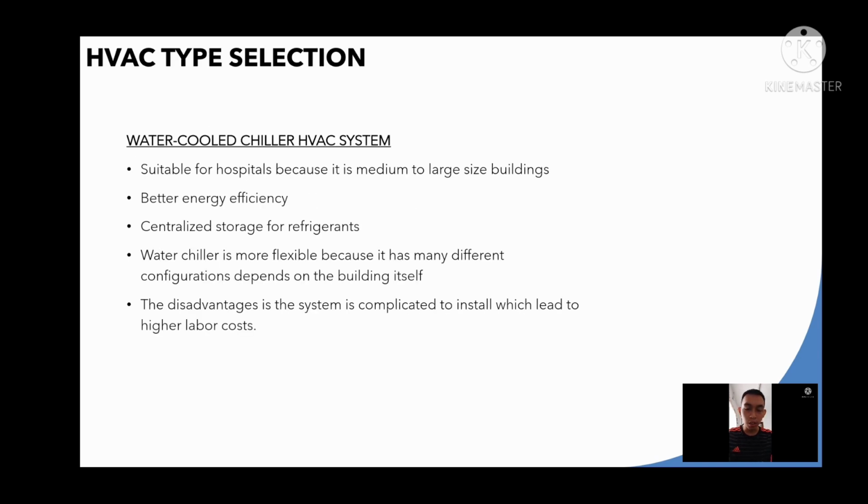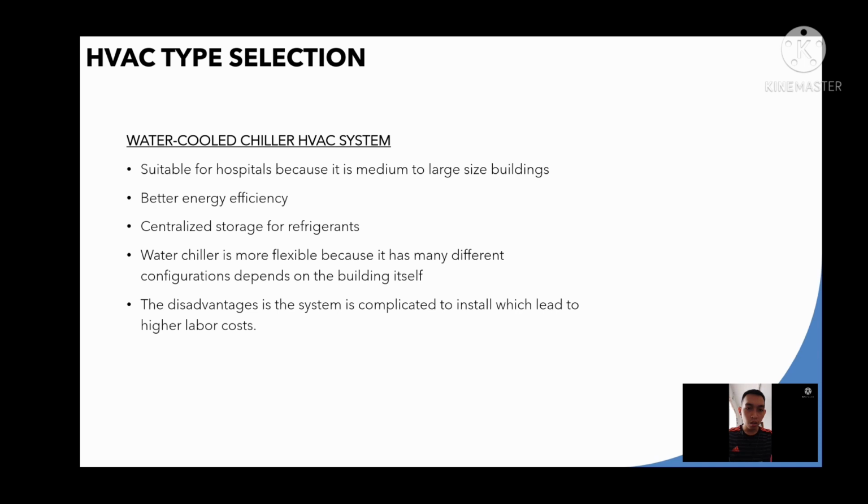Let's continue for the next part of this presentation, which is HVAC type selection. For hospitals, the common type of HVAC system that is used is a water-cooled chiller HVAC system. There are a few reasons why this HVAC system is suitable for hospitals. The first one is that a hospital is a medium to large size building.